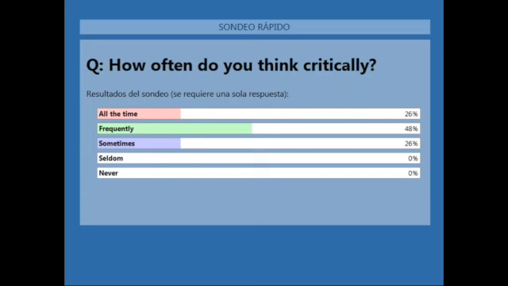So 48% say frequently, 26% sometimes. Never is not an option. 26% of the people say all the time. It was a tricky question because it's impossible to think critically all the time. This happens in specific moments, right? But one cannot be thinking critically 100% of the time, right?